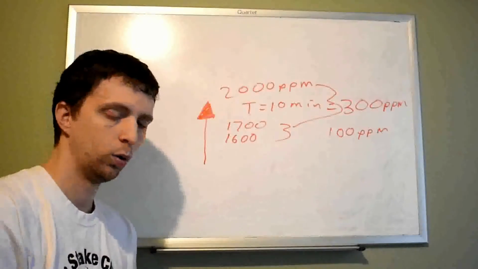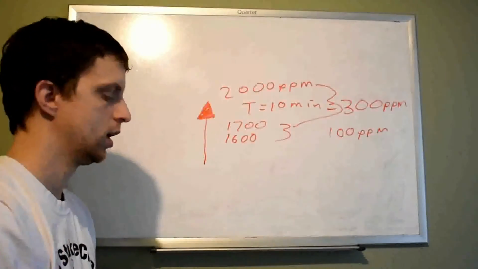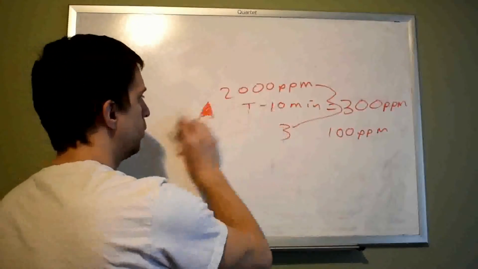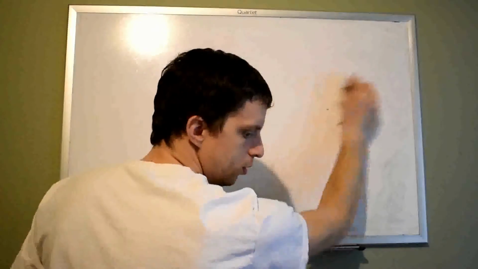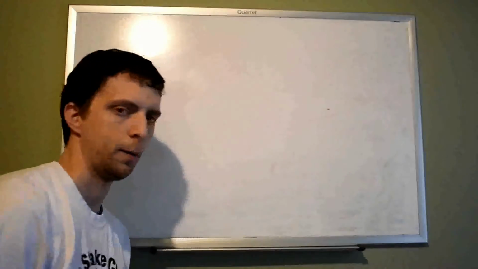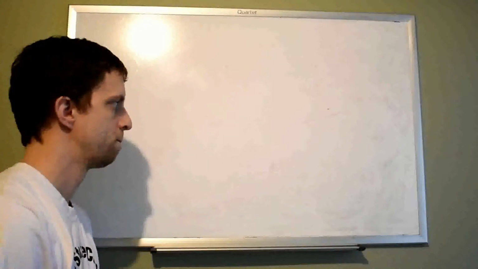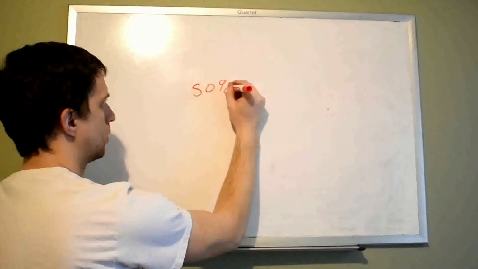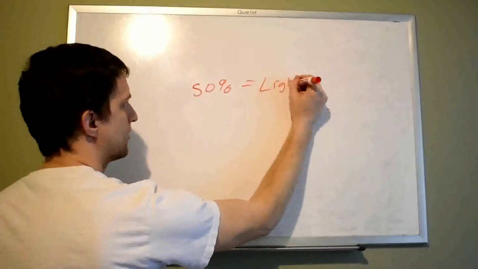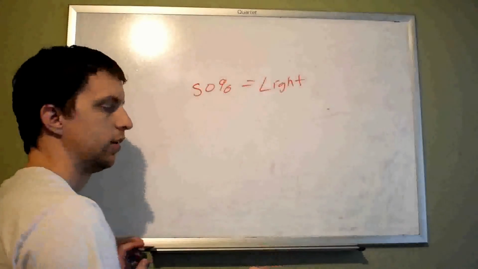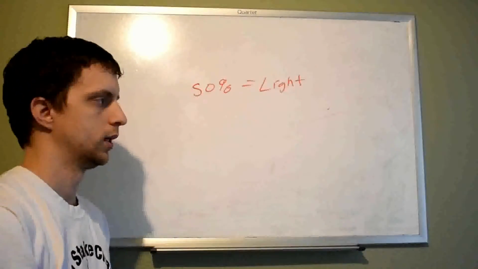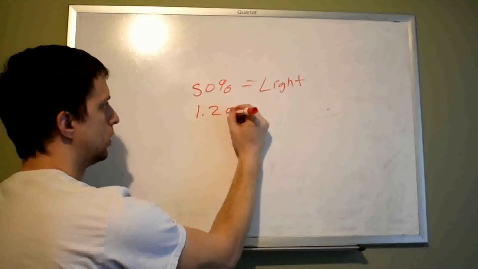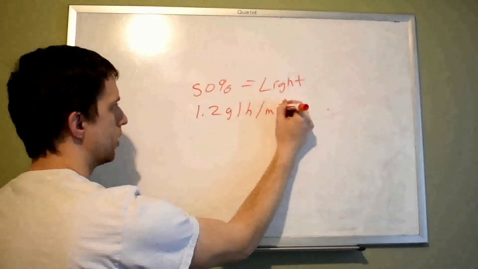And then we can do some pretty cool things with that over 10 minutes. Convert that to hours or seconds, however you want to read it. But we can maximize our CO2 growth based on that, once we know our consumption rate. So for example, let's say I have my lights on at 50%. That's my light intensity, right? 50% on, it's not fully on. And my CO2 consumption rate's 1.2 grams per hour per meter squared.